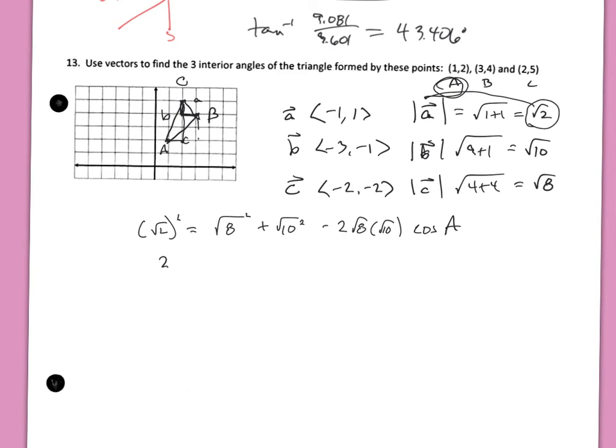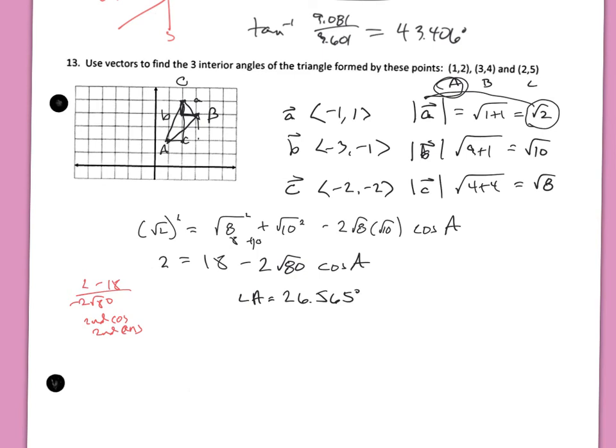I'm going to simplify this a little bit because this is so easy. This is 8, this is 10, so this is 18, and this is -2 square root of 80, which I don't really care to know what that is. I'm going to put it in the calculator anyway, I'm just trying to make it less to enter. So we're going to do 2 minus 18 divided by -2 radical 80, then second cosine, second answer. If you do it right, we'll get that angle A is 26.565 degrees.